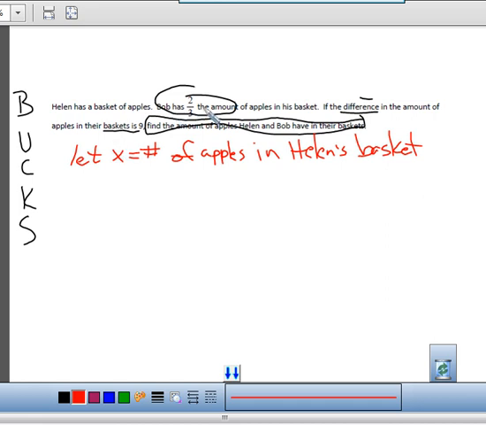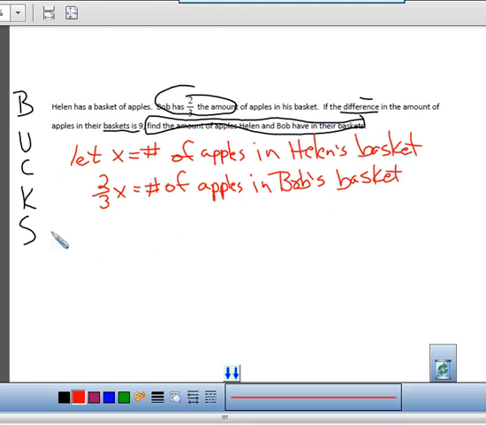Okay, so if Bob has 2/3 of that amount, then obviously Bob's is going to be 2/3 X equals number of apples in Bob's basket. Yes, you need to write all this down. All right, so what's our equation? Well, we're doing difference. So I got to do X minus 2/3 X equals 9. Okay, so there's your original equation. So put a circle around that.